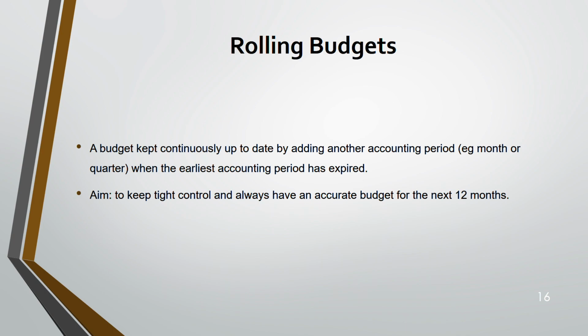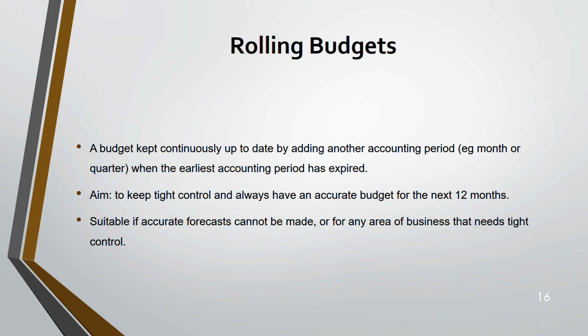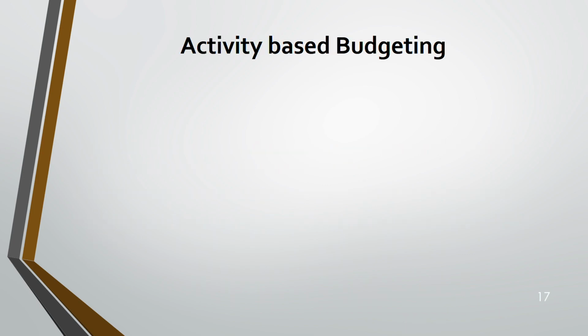The aim is to keep a tight control and have an accurate budget for the next 12 months. And this is suitable if accurate forecast cannot be made or any area of business that needs tight control. Rolling budget is suitable.